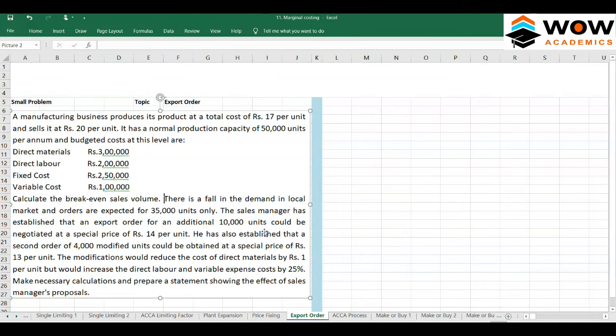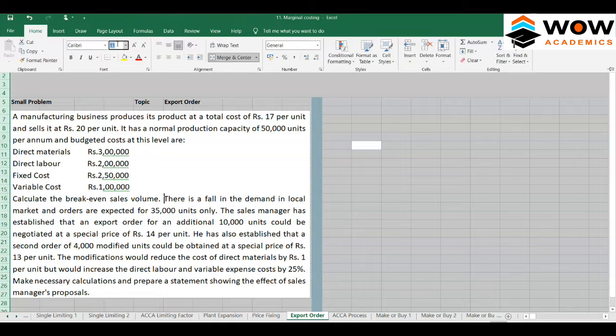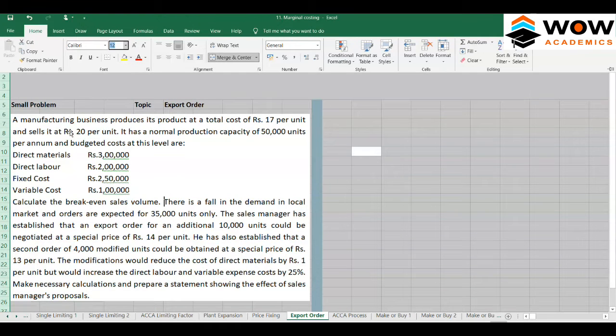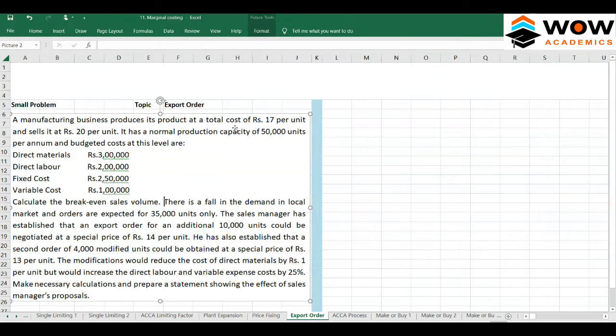So the next problem is this. It's an export order problem. It says a manufacturing business produces its product at a total cost of 17 rupees per unit and sells at 20 rupees per unit. It has a normal production capacity of 50,000 units per annum and budgeted costs at this level are these numbers.